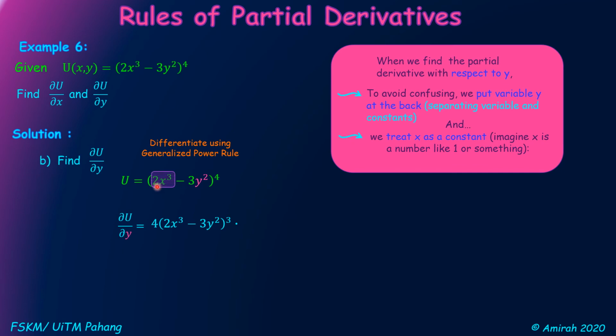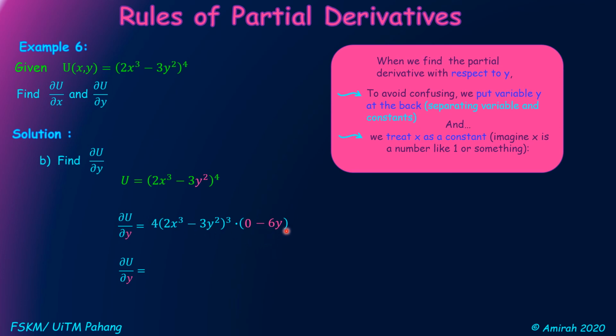Okay, when we differentiate 2x cubed, x we treat as a constant. So a constant, when we differentiate, equals 0. And then minus, we differentiate 3y squared with respect to y, equals 6y. Okay, and then we put it inside the bracket. Alright, after that, when we simplify, okay, 0 minus 6y equals negative 6y.